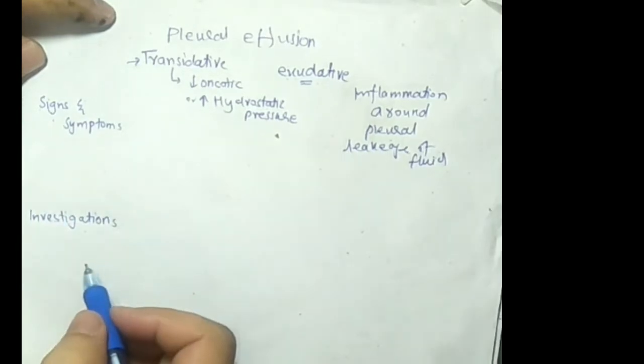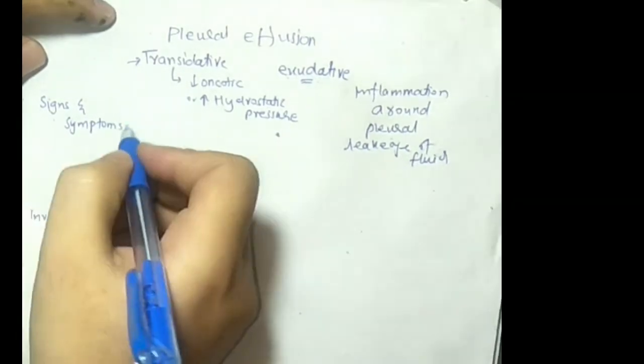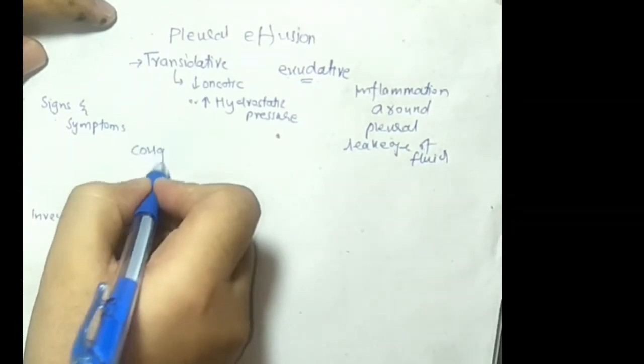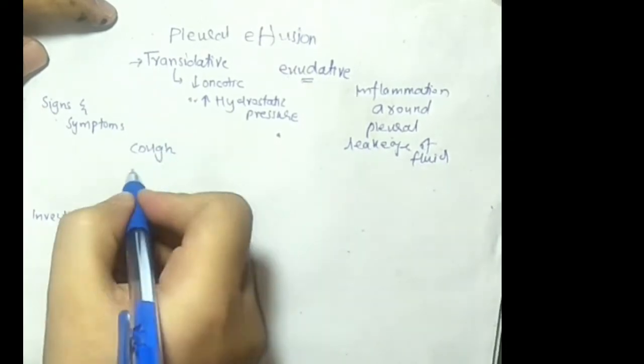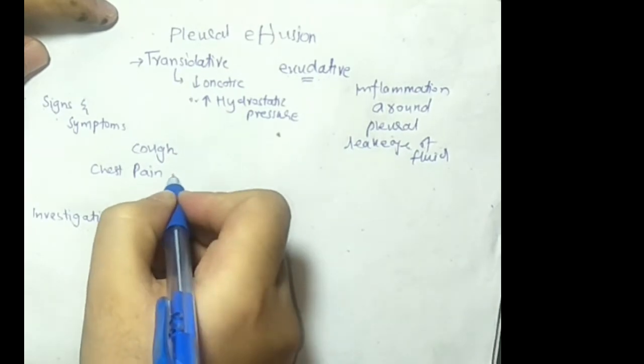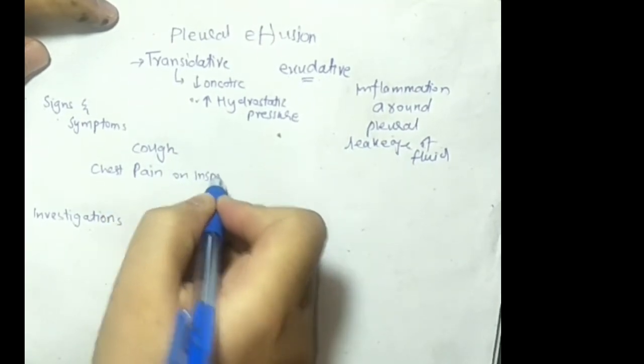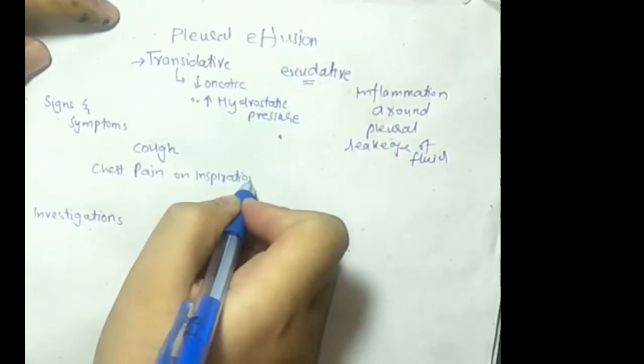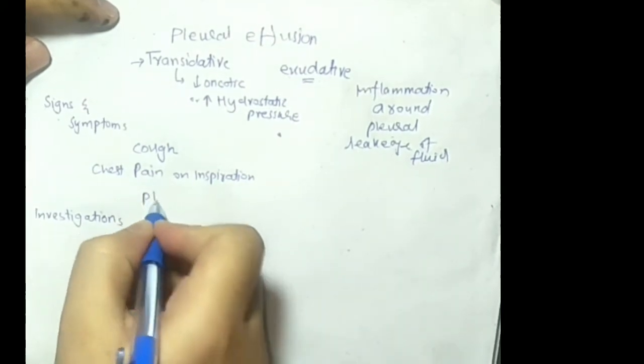The signs and symptoms of pleural effusion are mainly cough, chest pain on inspiration. Similarly, on auscultation, there will be a pleural rub.